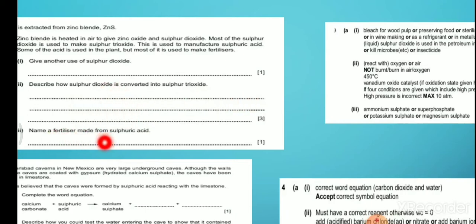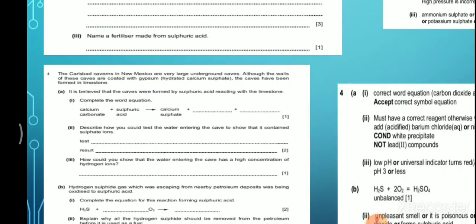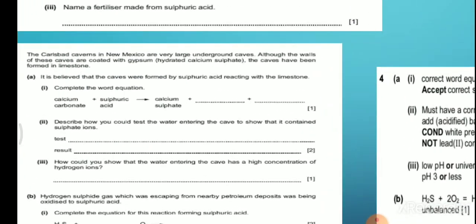Name the fertilizer made from sulfuric acid. This is a general question, they are not asking for any nitrogen-containing one, so you can write anything here. You can write ammonium sulfate, superphosphate, potassium sulfate, magnesium sulfate. These are all fertilizers made using sulfur.